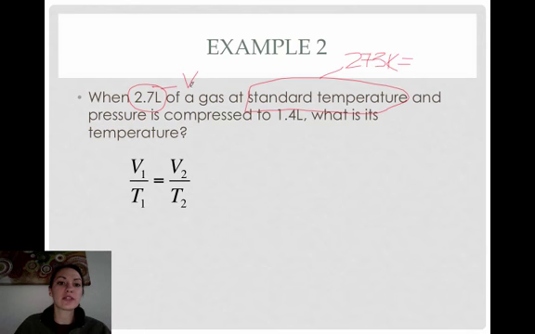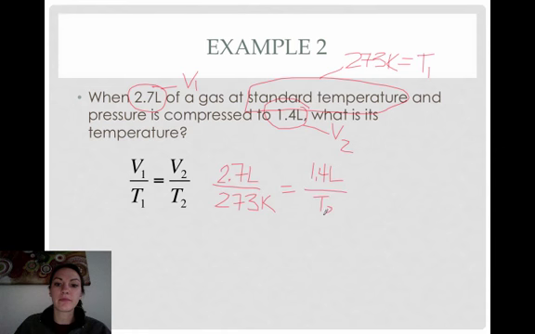And those are our initial conditions, V1 and T1. The gas is going to be compressed to 1.4 liters, so that's my V2. What is the temperature? So now I'm going to plug everything in and solve. So I've got 2.7 liters over standard temperature, 273 Kelvin, equals volume 2, 1.4 liters, all over T2, which is what we're looking for.